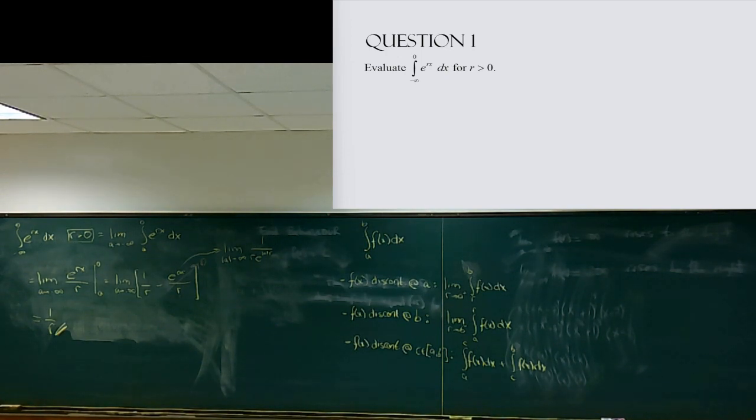If those limits exist, we say the integral converges to that value. If the limit does not exist, we just say the integral diverges. So in this case, the integral converges and it converges to 1 over r.